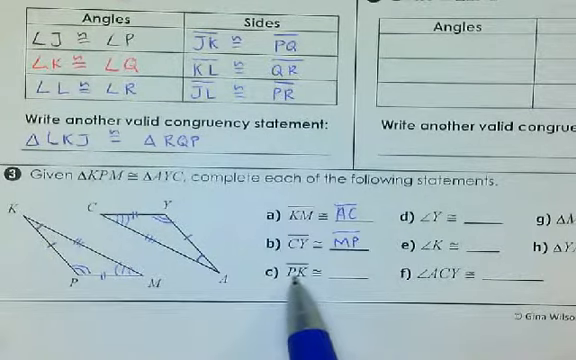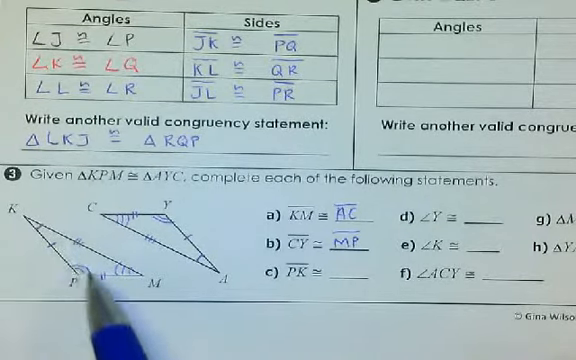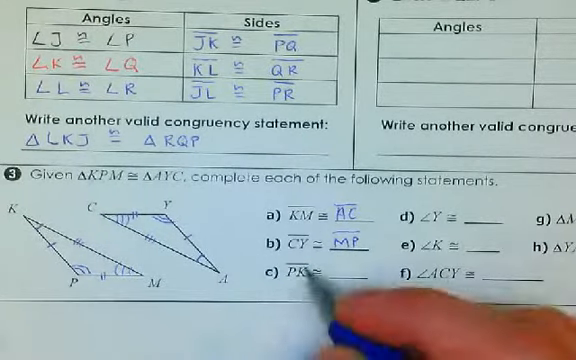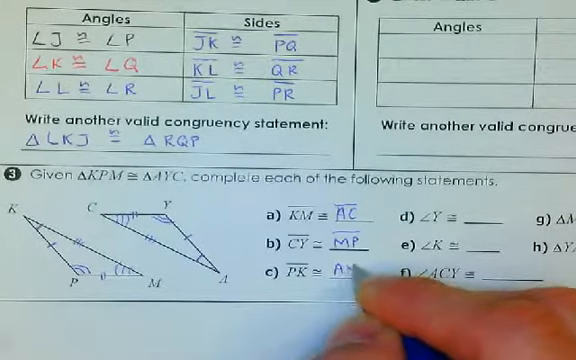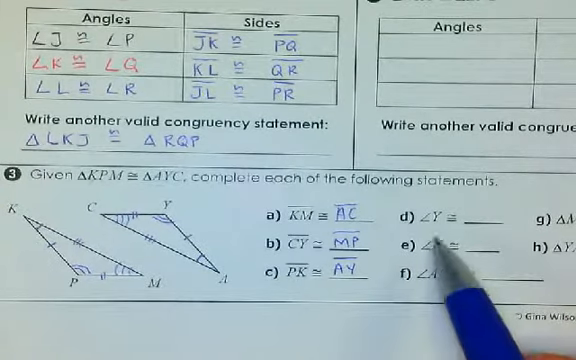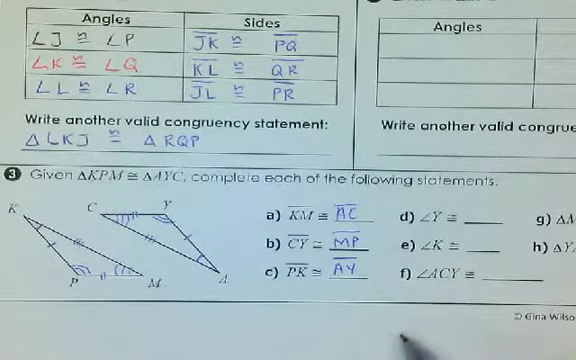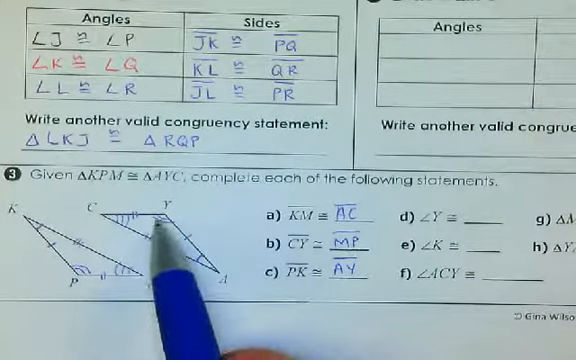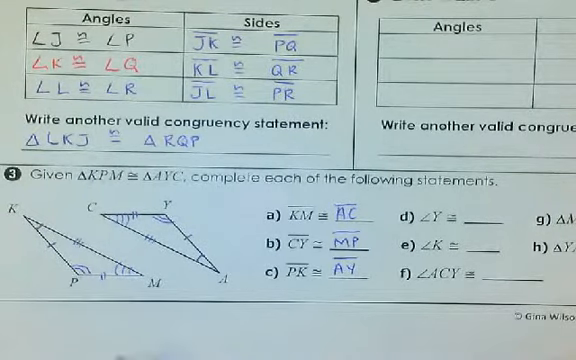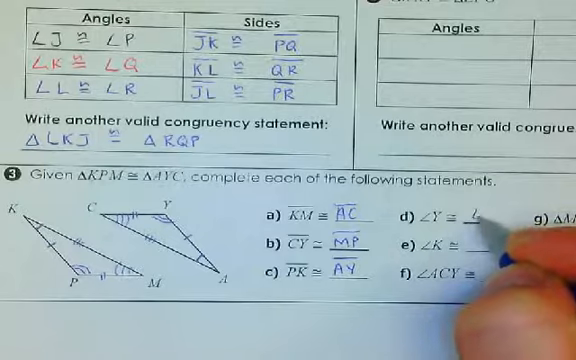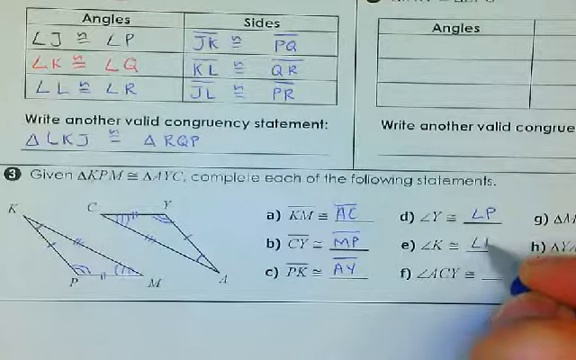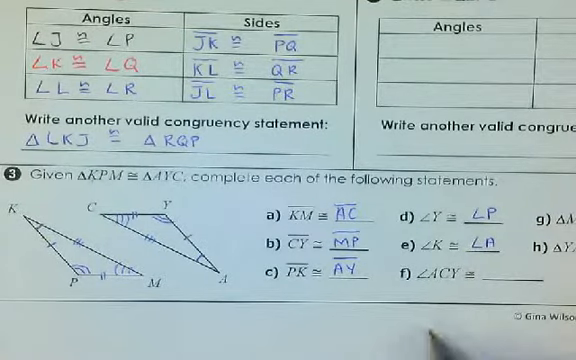Do the same thing for PK. So PK, okay, that has the 1 hash mark. Do the same thing over here. That's AY. Or you call it YA, doesn't matter. Now for our angles, okay, angle Y, right here, 2 arc marks on this triangle. Angle P has the 2, angle K has 1, angle A has 1, so angle K is congruent to angle A.